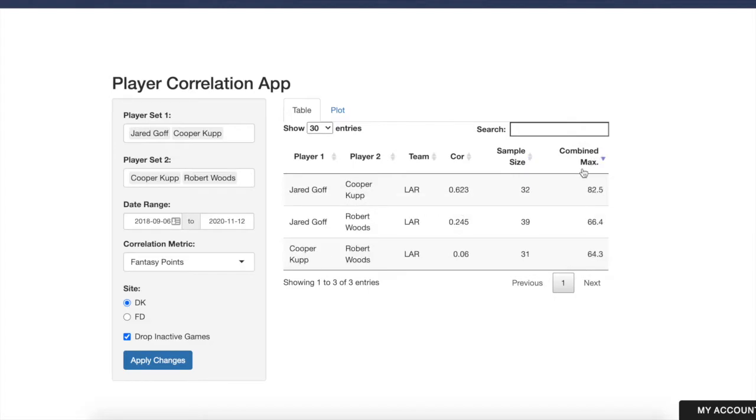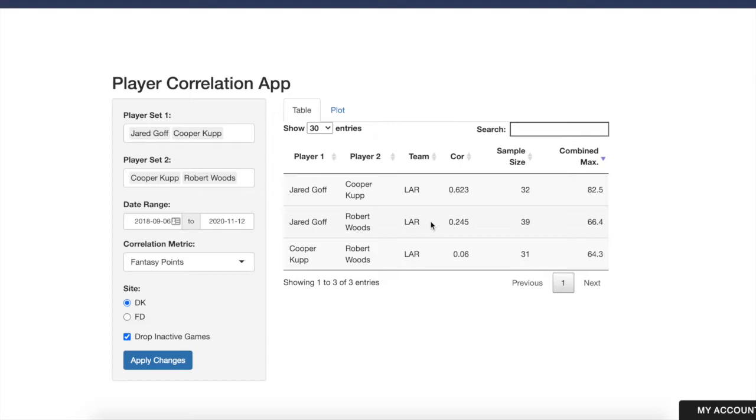This is a column we recently added in an update to the application, and this is just showing the maximum combined points that Goff and Kupp have scored in the same week. So while Goff might have a ceiling of, I don't know, say 40 points, and Kupp has a ceiling of, let's just say 50 points. I don't think he's ever gotten to 50, but let's just say he had a 50-point ceiling.